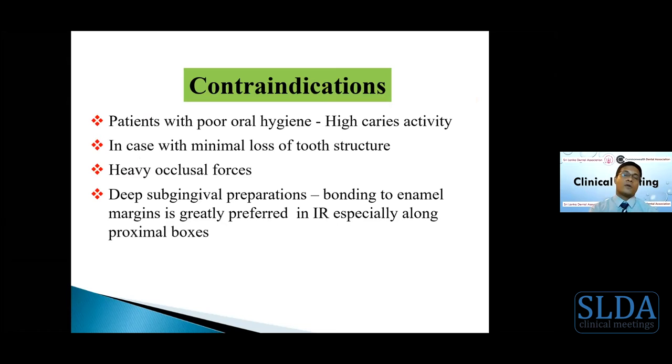Having discussed the indications, let me talk about the contraindications also. They are not recommended for patients with high caries risk unless you improve their oral hygiene. They are not indicated with heavy occlusal forces, particularly in patients with parafunctional habits and premature contacts. These can cause dislodgement of the indirect restoration under deflective forces where the opposing tooth meets the restoration-tooth interface. They are also not indicated in cases with minimal loss of tooth structure, where you can manage with a simple restoration, and in deep subgingival preparations, where bonding to the enamel margin is greatly impaired. This will happen especially when you try to do your proximal box preparation. I will discuss the importance of incorporating proximal boxes into your preparation later in this presentation.